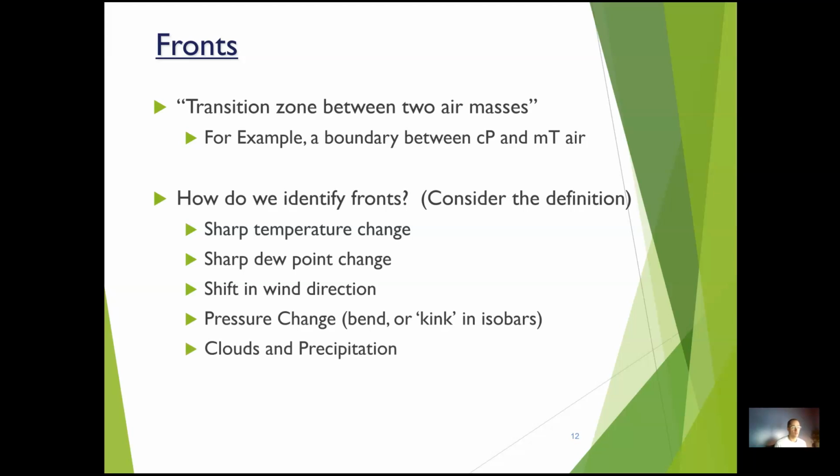And clouds and precipitation. Clouds and precipitation are kind of a fuzzy thing for identifying fronts. What really happens as we start to identify fronts in meteorology is we look for combinations of these factors. For instance, you may start off by trying to look for a sharp temperature change and then fine-tune the location of your boundary based upon where the dew point changes or where the wind direction changes.